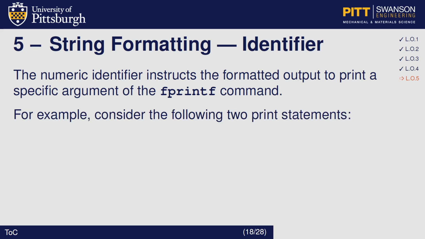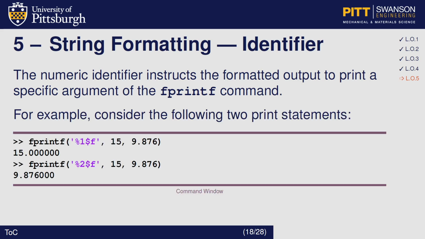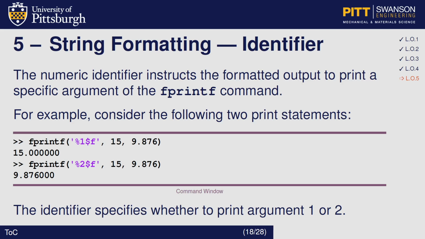Take the following example statements. The first one here uses $1 and prints out 15. The second one uses $2 and prints out 9.876. So the identifier specifies whether to print argument 1 or 2.